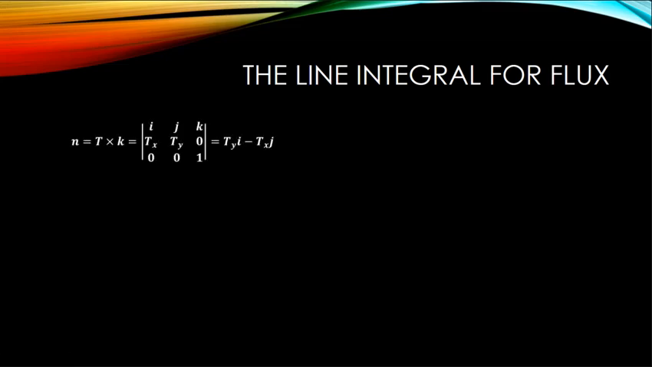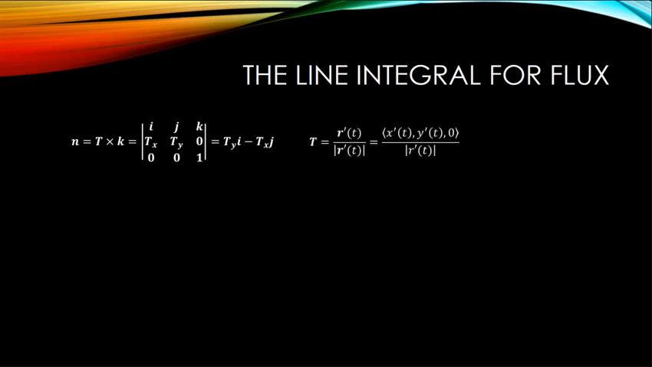I set up my cross product where my unit normal vector is given by the cross product of the vectors t and k. This is the determinant of a 3 by 3 matrix that has the first row populated with i hat, j hat, k hat, the second row populated by t sub x, t sub y, and 0, and the third row populated by 0, 0, 1. This gives me a determinant that's equal to t sub y in the i hat direction minus t sub x in the j hat direction.